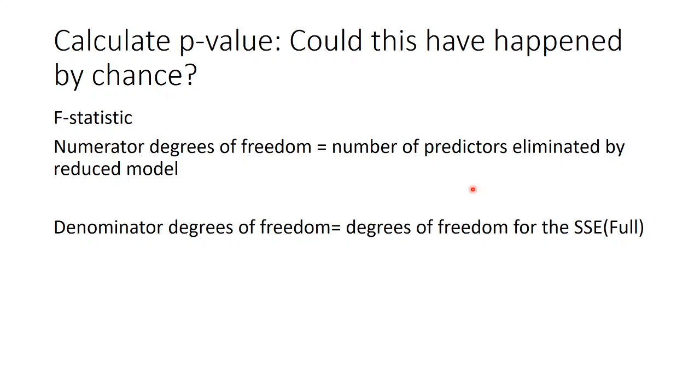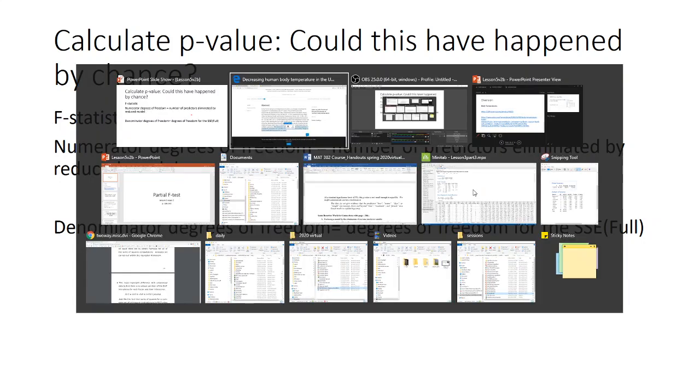So the numerator degrees of freedom is the number of predictors eliminated. Hey, that was like our 30 minus 26, or 4. And the denominator is degrees of freedom for our sum of squared errors full, which I remember is 26. So let's go ahead and go to our Minitab.